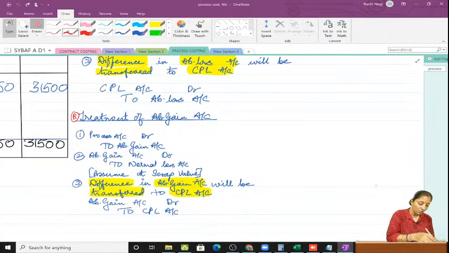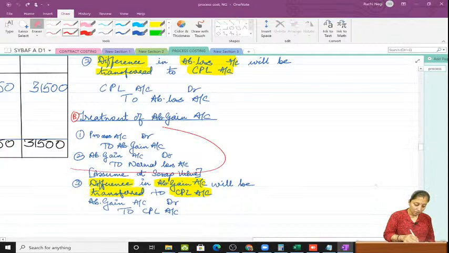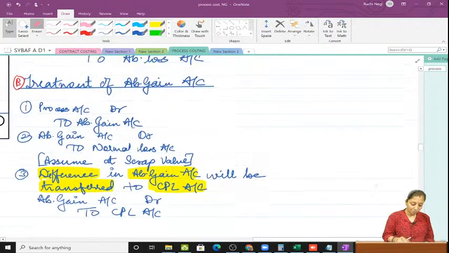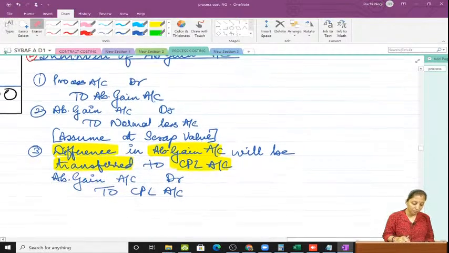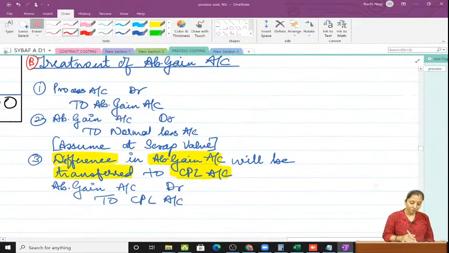So what are you actually doing? You're just trying to give a set off effect. See, here it is credit, here you are debiting it. You are just trying to give a set off effect as per book records. So this is an imaginary entry done only for the purpose of book records. That's it. The difference in abnormal gain account will be transferred to the CPL account.